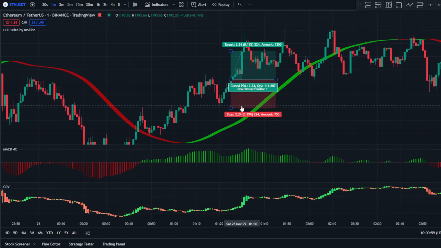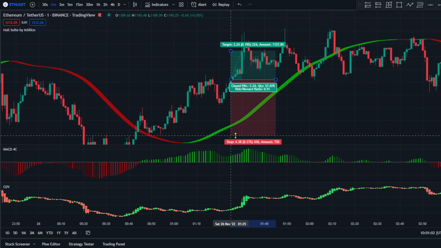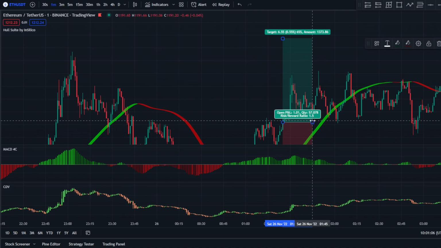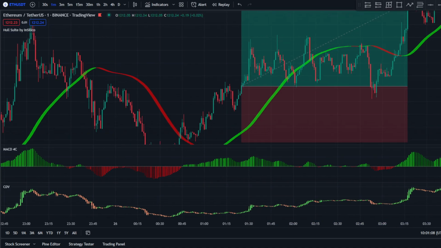So for this, your stop loss will be right below the house sweep, and you can take a 1.5:1. So that's a valid position.